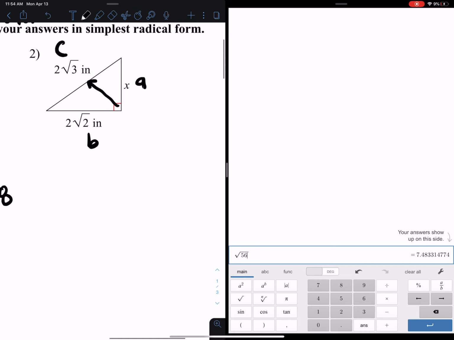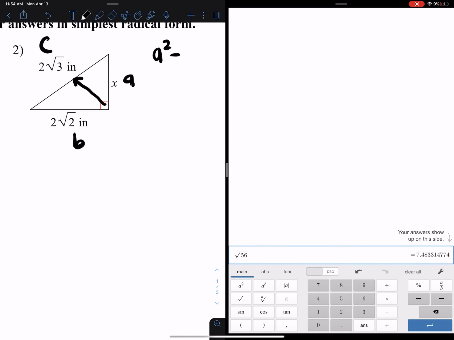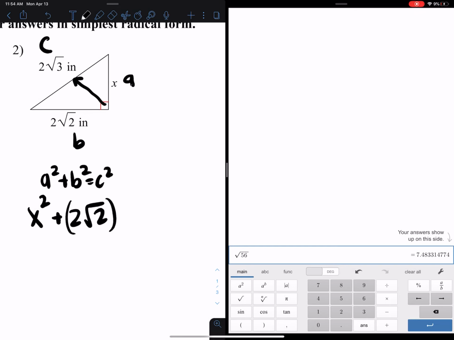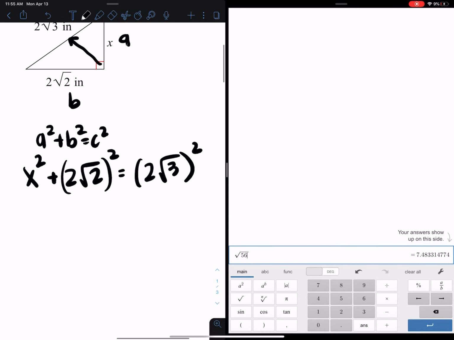On the next one, we have A squared plus B squared equals C squared. I'm actually going to take this and move it down here. So A in this case is X. And then B, we have 2 square root of 2, and that thing is being squared, equals 2 square root of 3 squared. So I'm going to type this into the calculator. So we have 2 square root of 2, and that is being squared. And that tells us that this is 8.